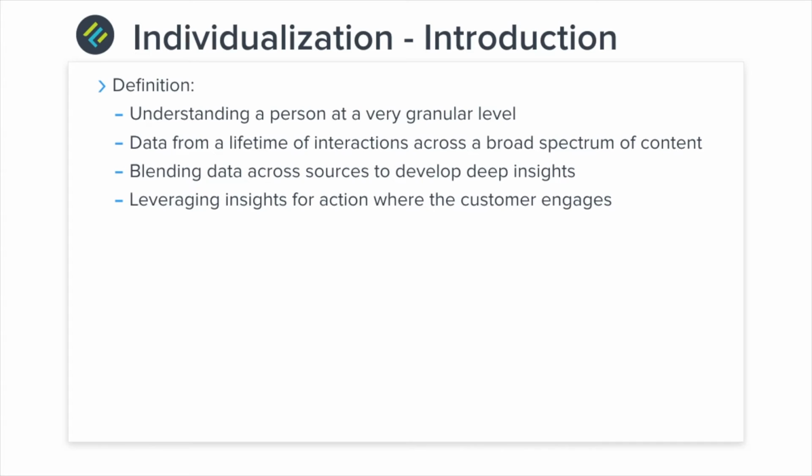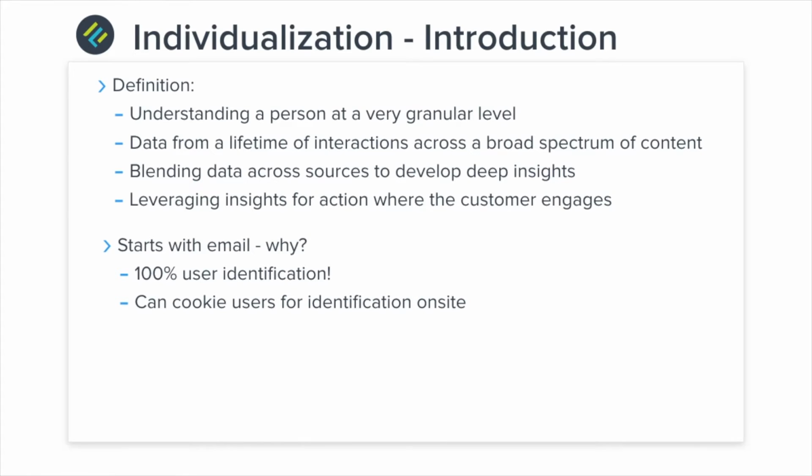In other words, wherever the customer engages, leveraging these insights to deliver them an experience that is individualized. And really, this starts with email. Email is a great channel for this, and we'll talk about why in a minute. First, it's 100% user identification. You understand who you're sending this email to, and that's not the case on all channels, particularly on site. When someone opens an email, you can cookie them, so you understand who they are when they move around to different channels, and so that's super helpful.